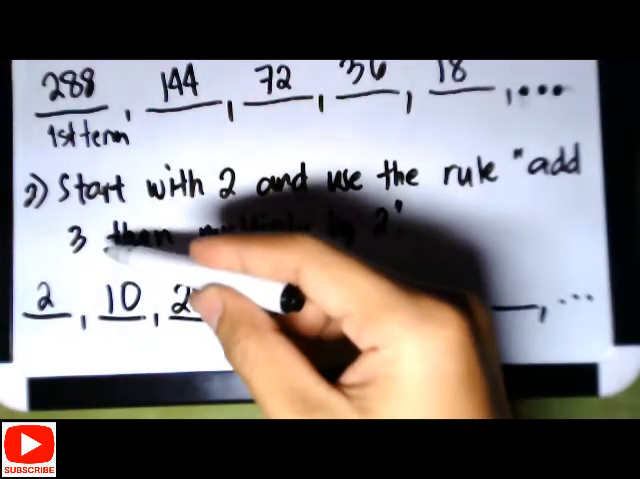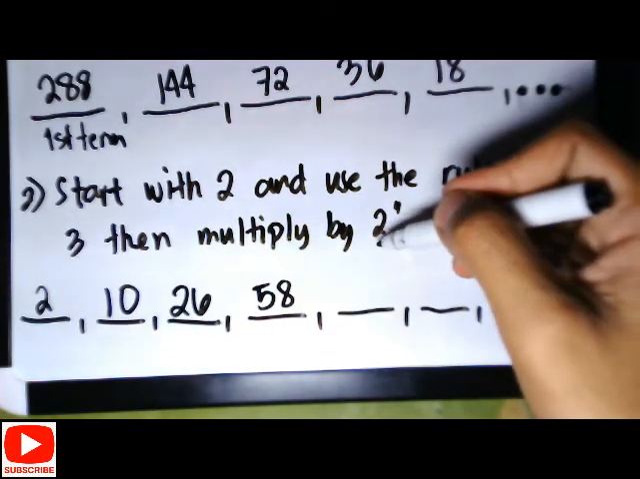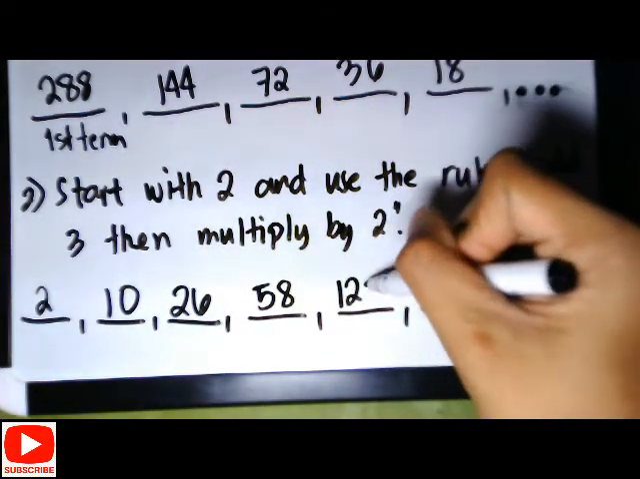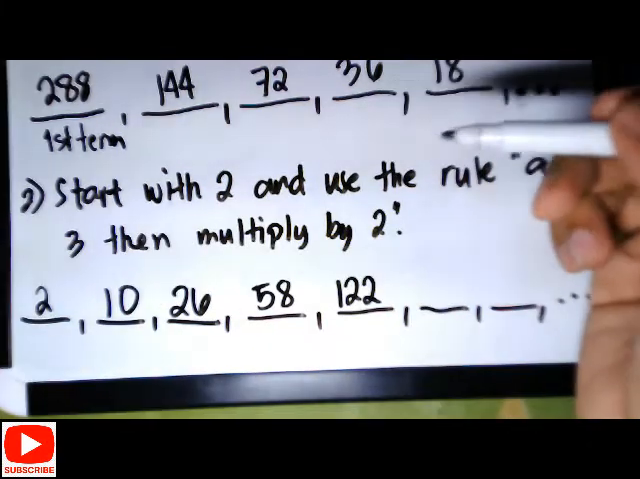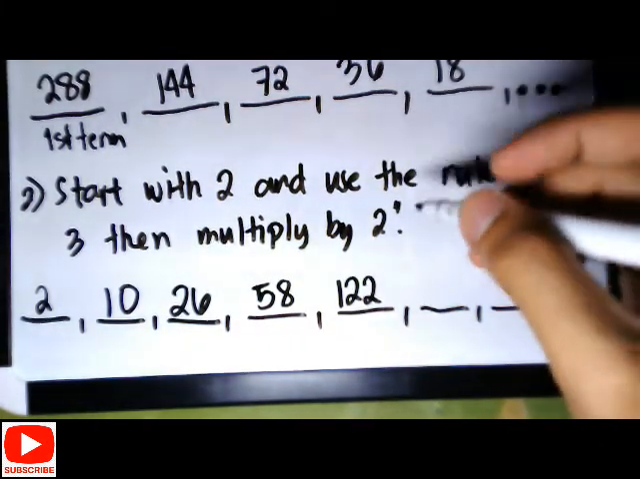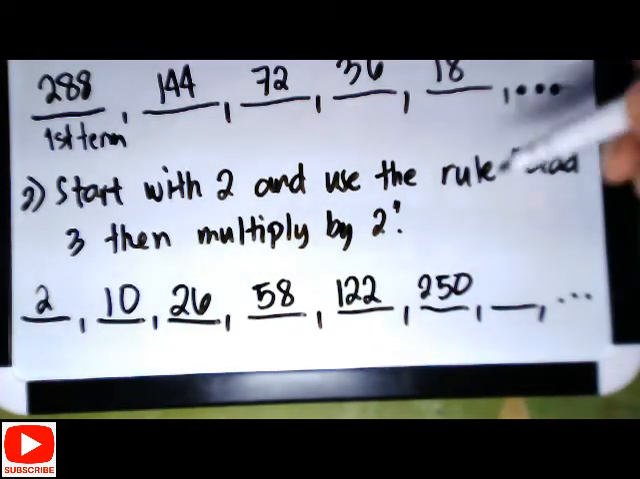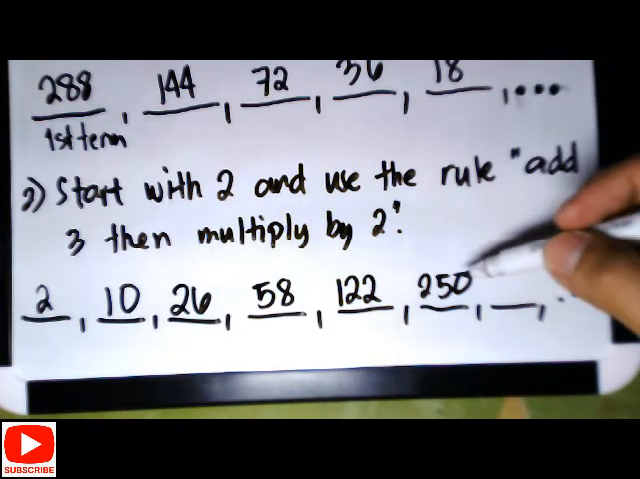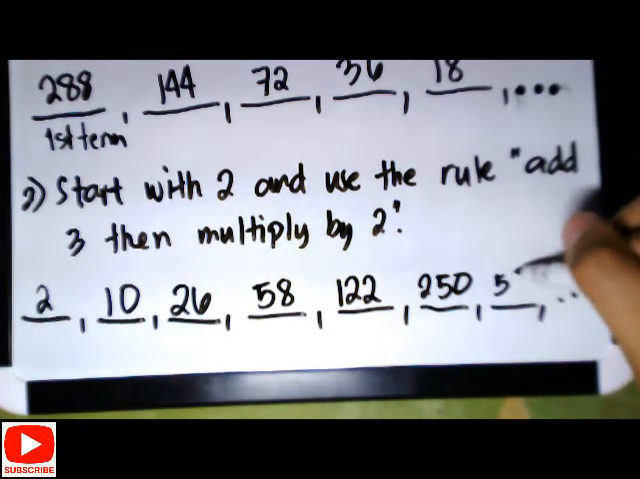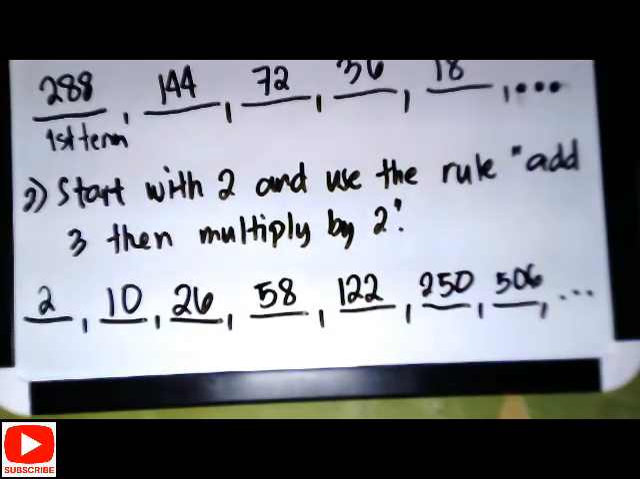58 plus 3, that is 61, times 2, that is 122. 122 plus 3, that is 125, times 2, that is 250. 250 plus 3, that is 253, times 2, that is 506, and so on.